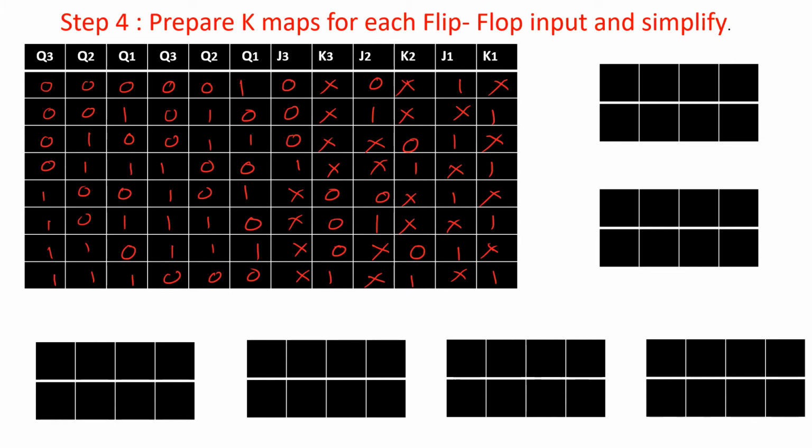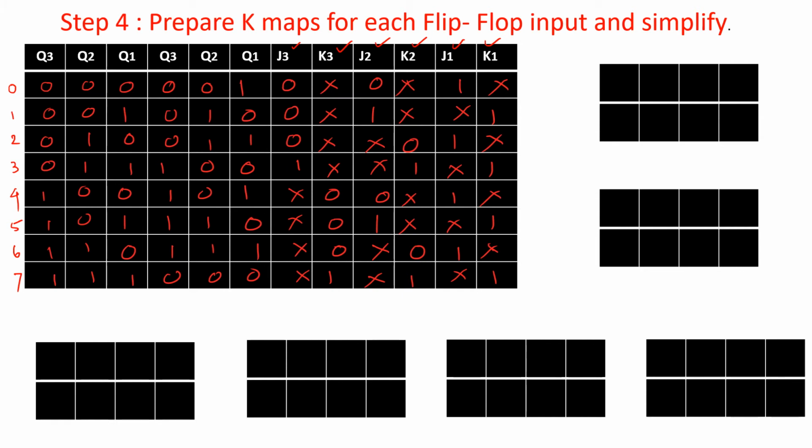Before filling the K map, let us first write the decimal equivalent of each input here so that it would be easy for us to fill the K-map. So first it is 0, 0, 0. I am writing 0 here. This is 1, this is 2, this is 3, this is 4, this is 5, 6 and 7. Now we are having 6 inputs in all, that is J3, K3, J2, K2, J1 and K1.